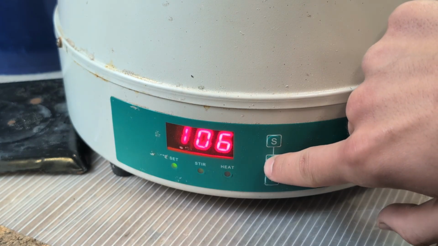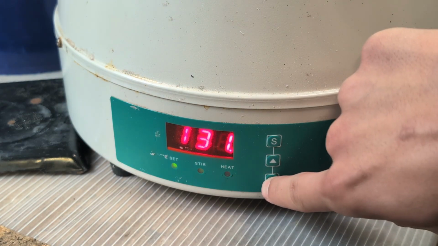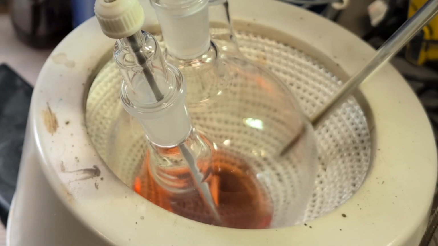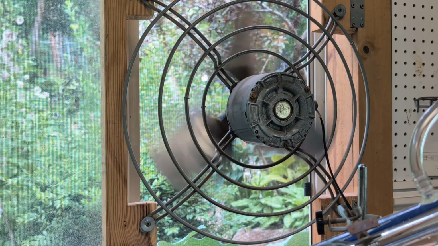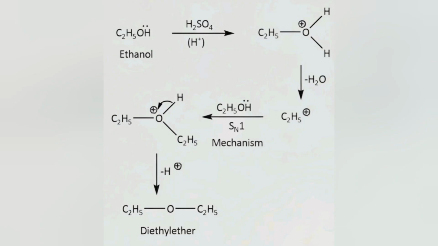The reaction is typically carried out between 130 and 150 degrees, where diethyl ether formation is favored. At temperatures above 150 degrees, dehydration increasingly produces ethylene gas as the major byproduct. In this reaction, sulfuric acid acts as a catalyst, temporarily converting ethanol into a more reactive intermediate. A second ethanol molecule then attacks it, forming diethyl ether, while the sulfuric acid is regenerated and can repeat the cycle again.